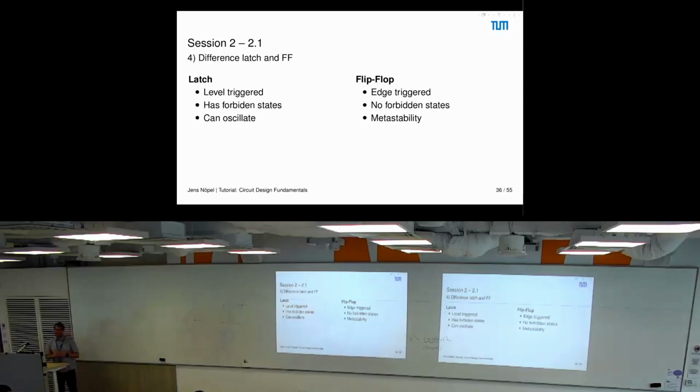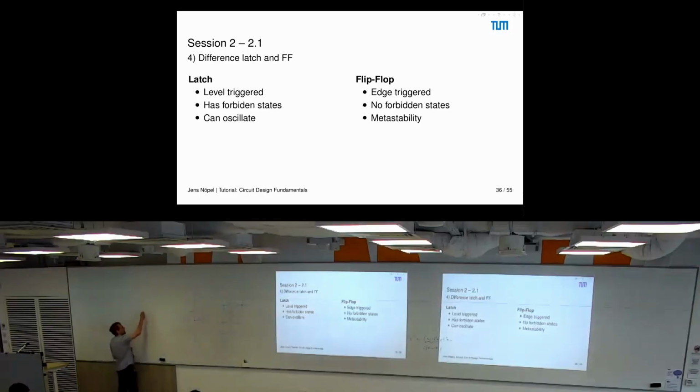So I guess you've all heard already about metastability. Anyone who wants to explain it? Okay, so maybe we can also think about metastability in a slightly different way. Let's have a look again at the basic building block of a flip-flop, which is nothing else than a cross-coupled inverter. This is really the basic building block.